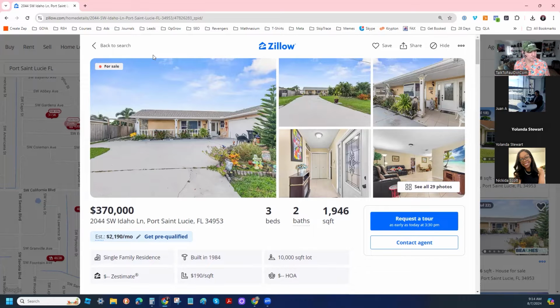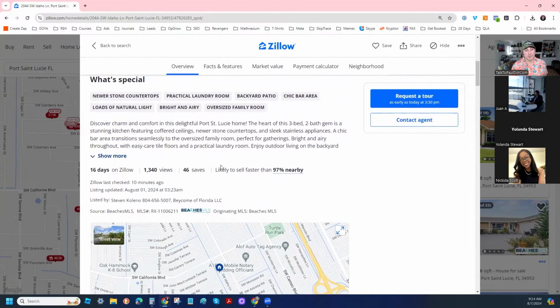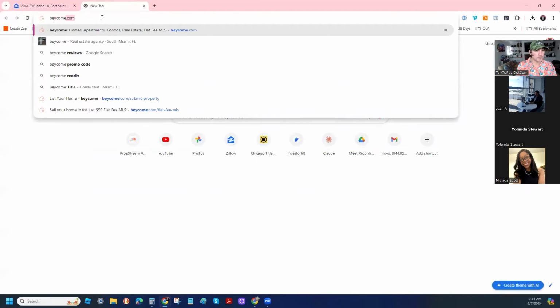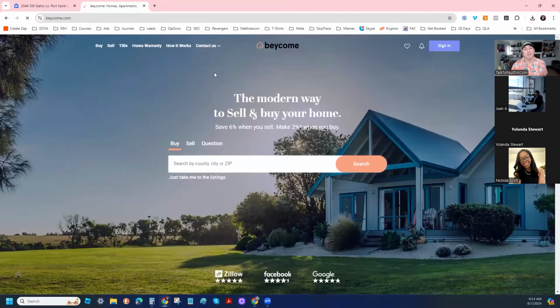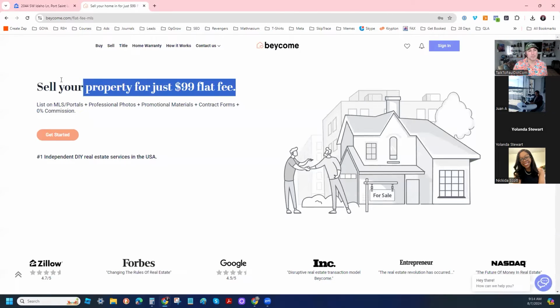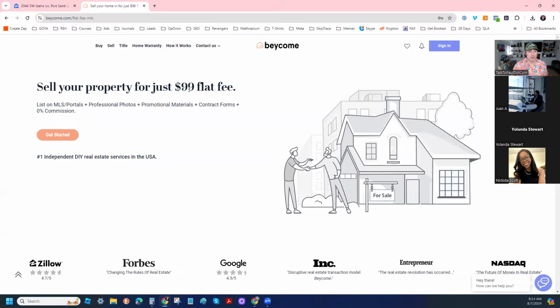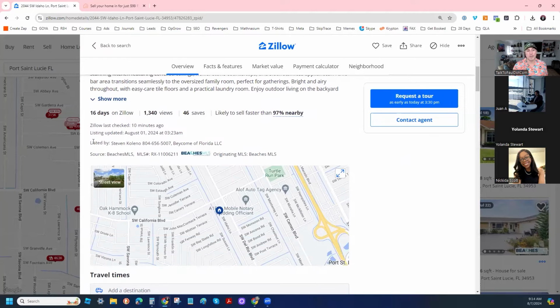Okay, wonderful. Great. Thank you. Okay. Now, let me show you how we're selling it. So there's a website called Baycomb. This is just one example of one where it's for about $99. You can go in there and you can sell your property. Okay. They work in a lot of metro areas, and most states. They do work in Florida, and that's how we put it on the MLS here.